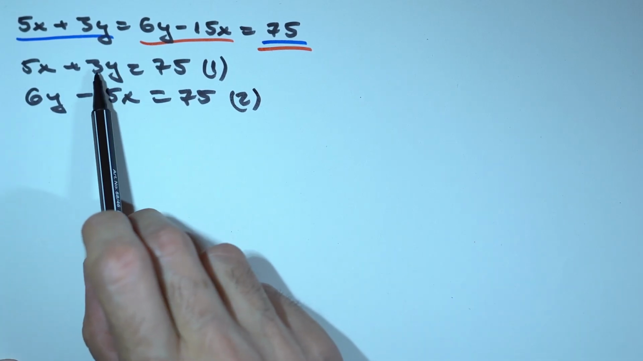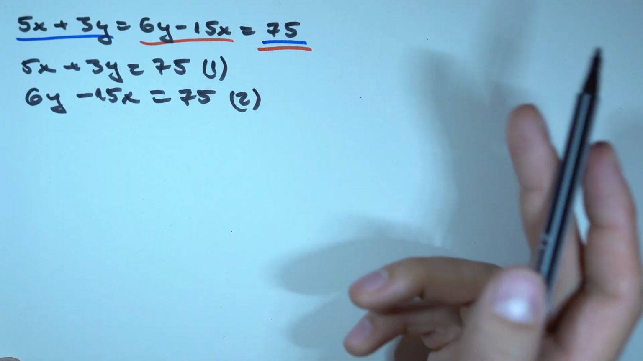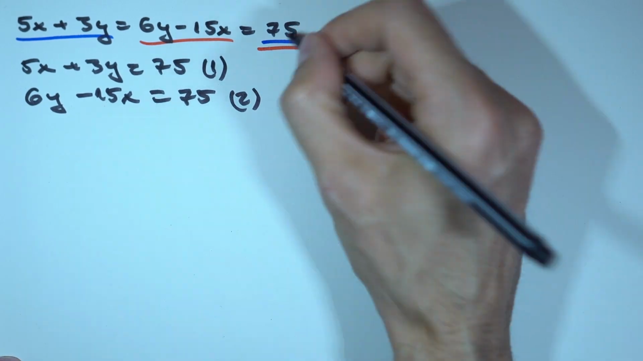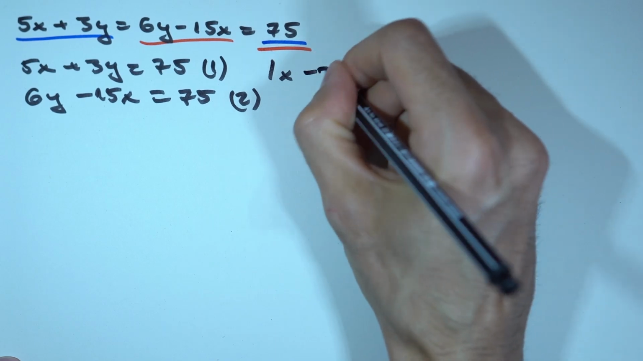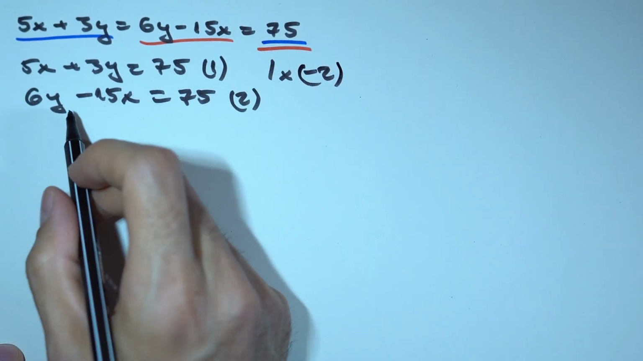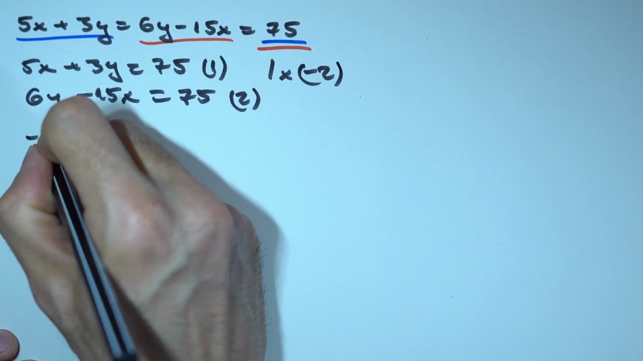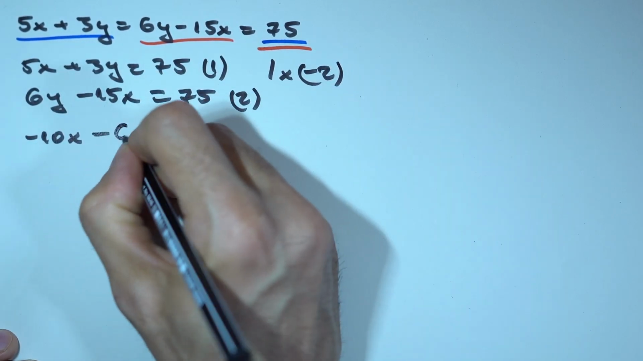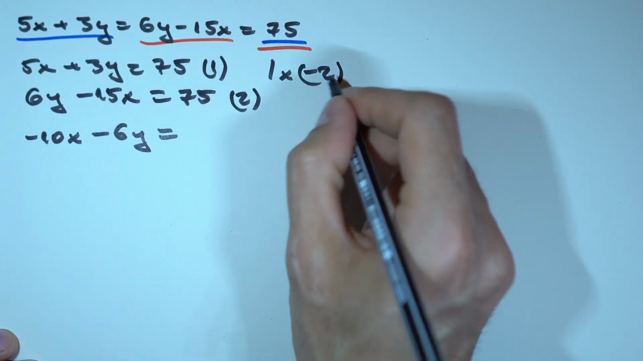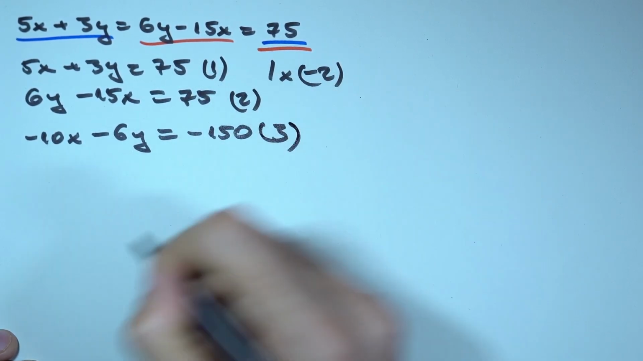Now we see plus 3y here and plus 6y there. And again, we can use the method of elimination. First, we have to multiply every single term of the first equation by minus 2. And thus, we obtain the following. 5 times x times minus 2 is minus 10x. Minus 2 times 3y is minus 6y equals minus 2 times 75 is minus 150. Let's call this equation number 3.